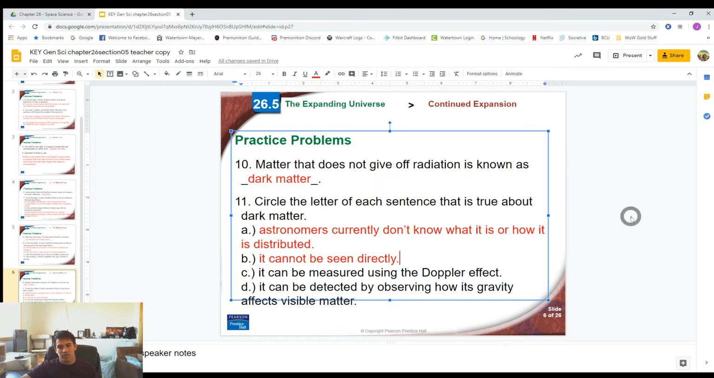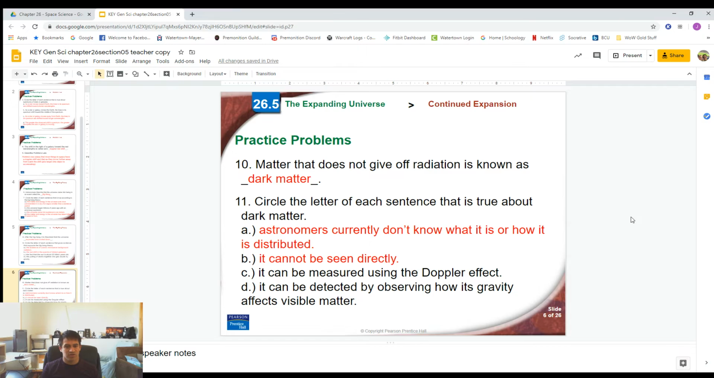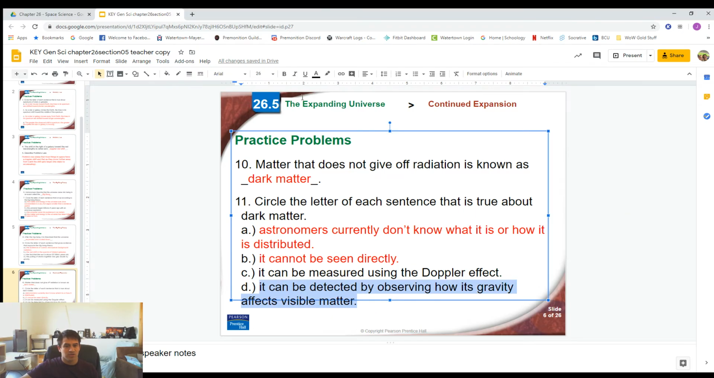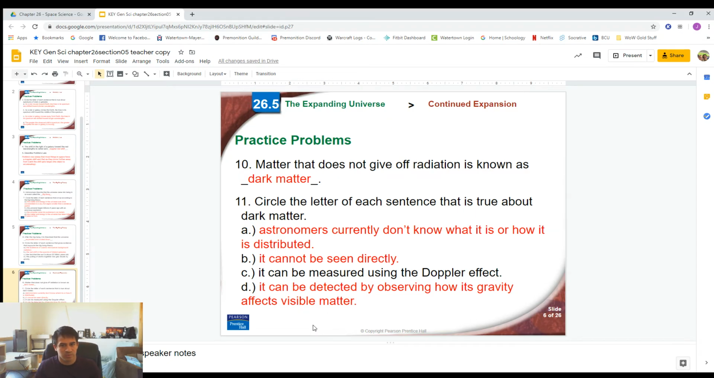That is not true. We cannot use the Doppler effect to measure anything with it because it doesn't give off light. And lastly, letter D, it can be detected by observing how its gravity affects visible matter. That is true. So this is how we know that dark matter exists. It has gravity that affects visible matter. And so we can look at the gravity it gives off and how it affects things around it, and that's how we know that it is there and that it exists.